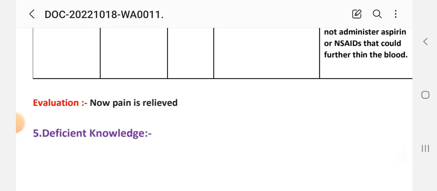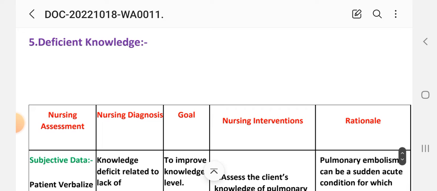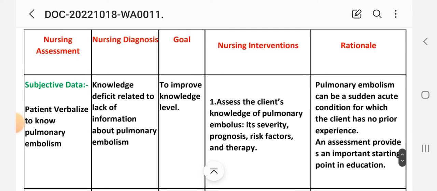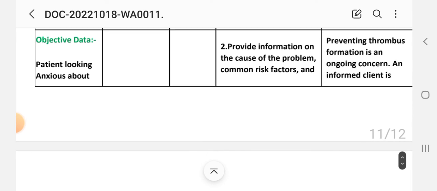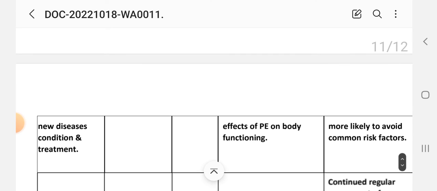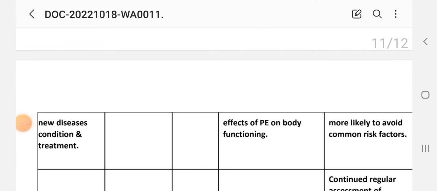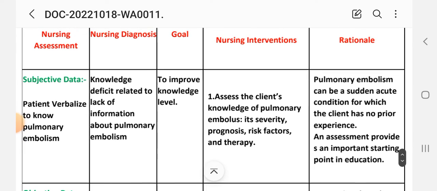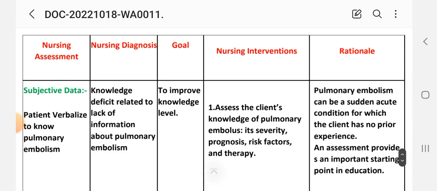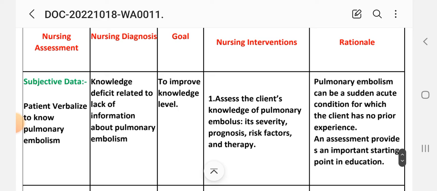Now let's see care plan number 5, deficient knowledge. Here, nursing assessment, subjective data: patient verbalized not knowing about pulmonary embolism, and objective data: patient looking anxious about the new disease condition and treatment. Next, let's see the diagnosis here: knowledge deficit related to lack of information about pulmonary embolism. Goal will be to improve knowledge level. Interventions and rationale, let's see, first: assess the client's knowledge of pulmonary embolism, its severity, prognosis, risk factors, therapy.